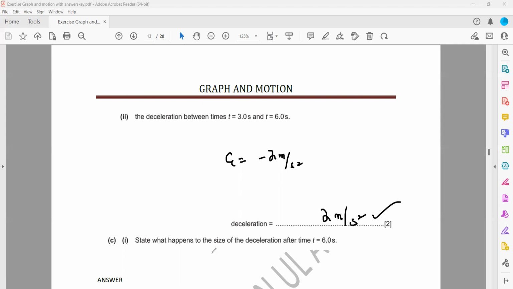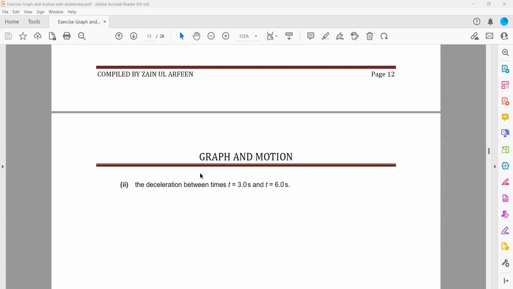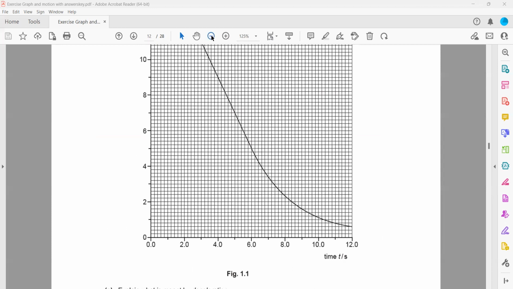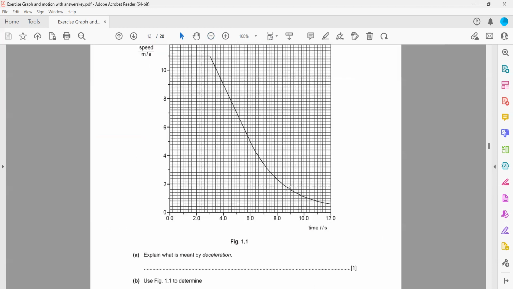Then state what happened to the size of deceleration after 6 seconds. As we already discussed in the beginning, after 6 seconds, what was happening to the deceleration? Is it increasing, decreasing, or constant? This part, decreasing. So it was decreasing deceleration. As the curve's angle is decreasing, the deceleration is also decreasing. This was constant deceleration. And this one is constant speed or no acceleration.